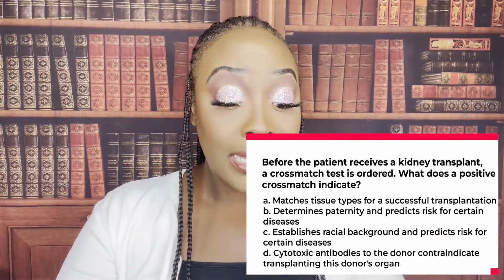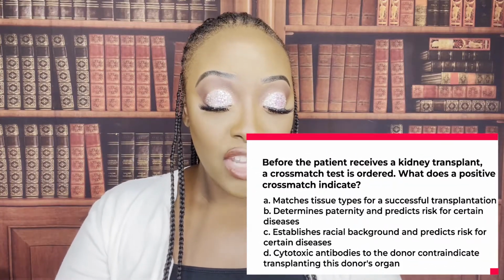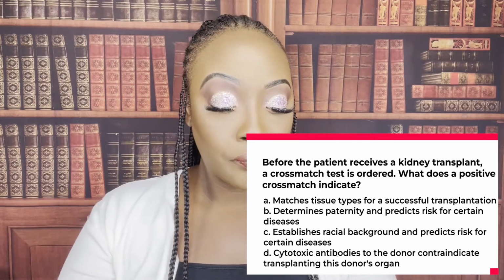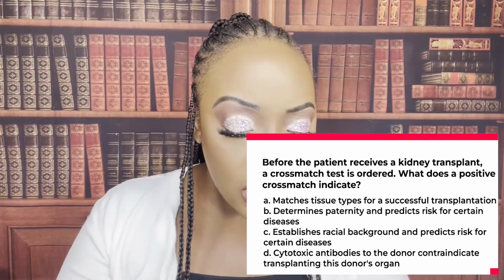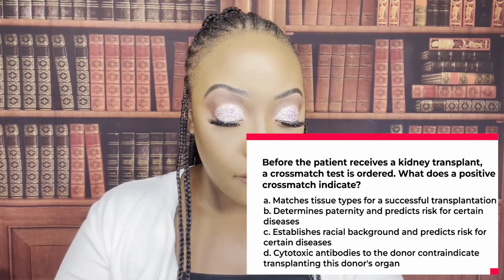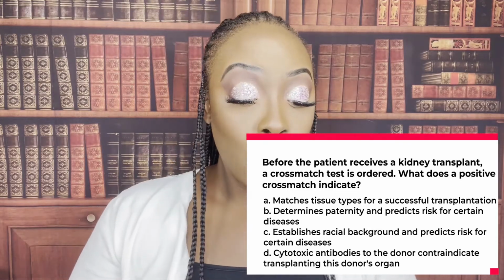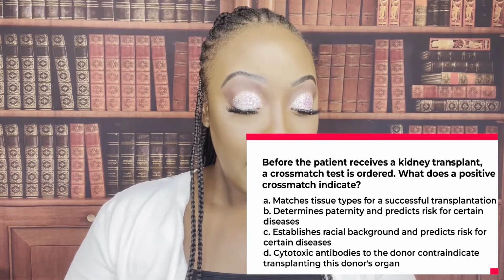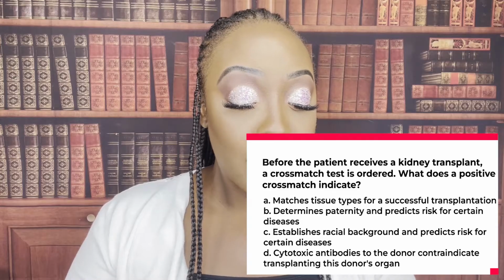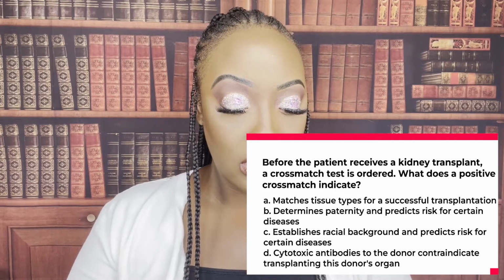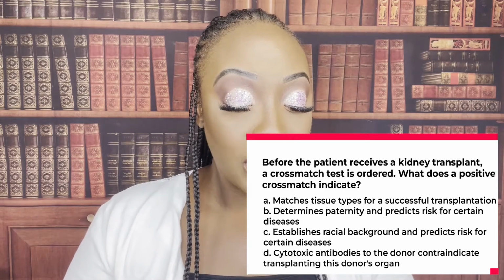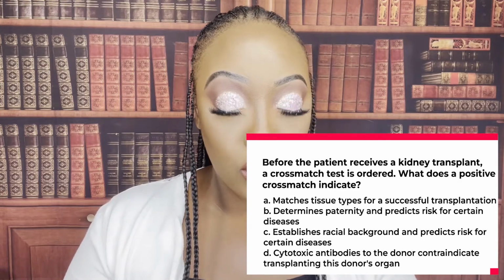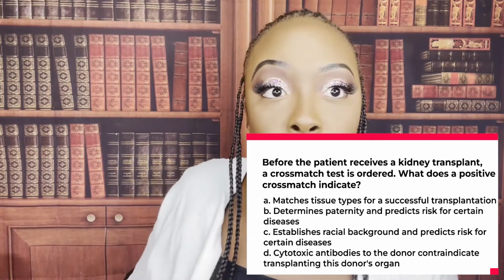Before a patient receives a kidney transplant, a cross-match test is ordered. What does a positive cross-match indicate? A, matches tissue types for a successful transplantation. B, determines paternity and predicts risk for certain diseases. C, establishes racial background and predicts risk for certain diseases. Or D, cytotoxic antibodies to the donor contraindicate transplanting this donor's organ. What do you think?